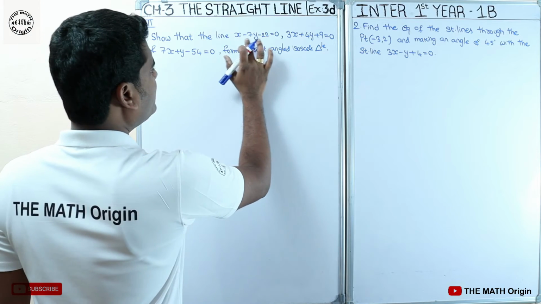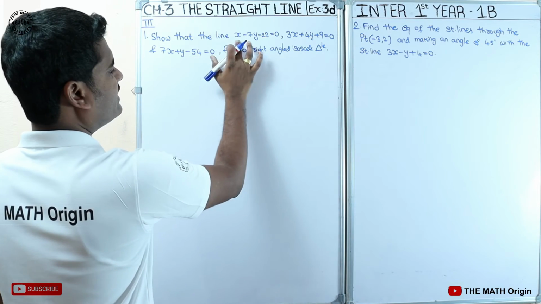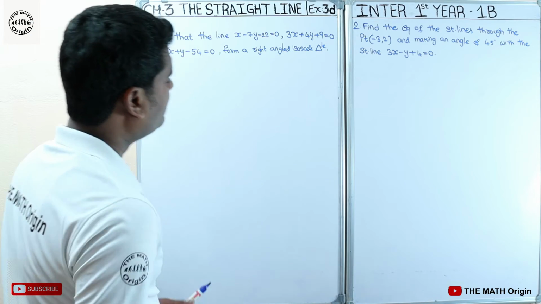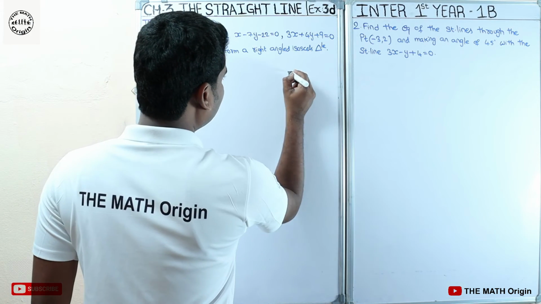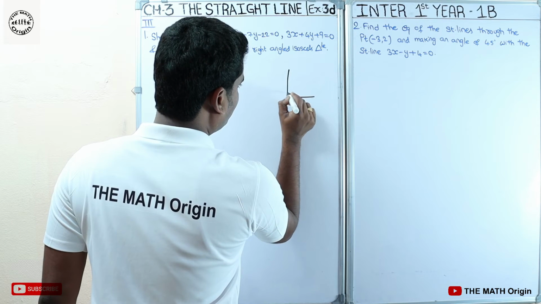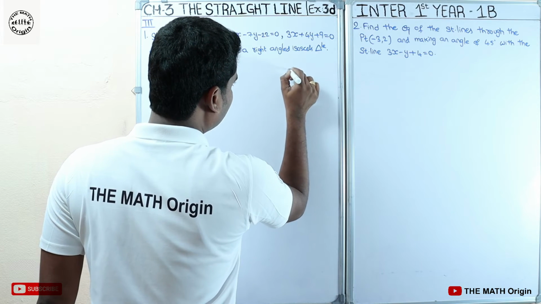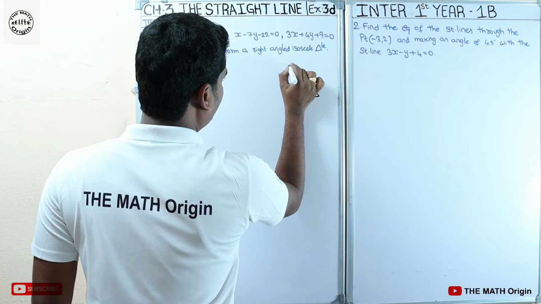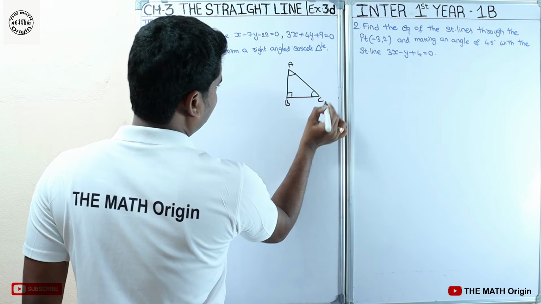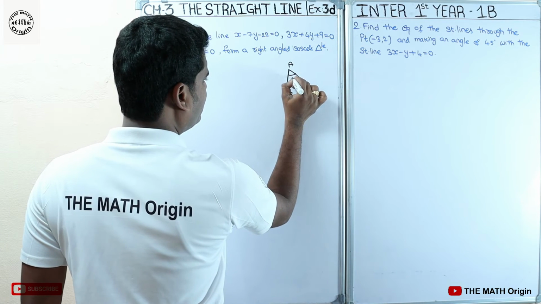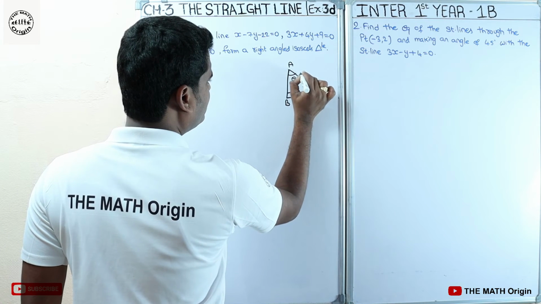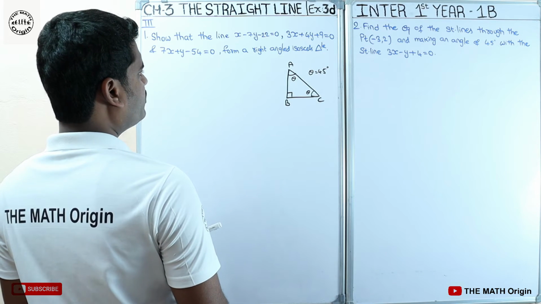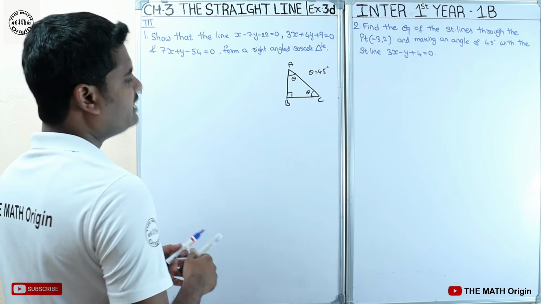First question from the third section. Show that the three lines L1, L2, L3 form a right angle isosceles triangle. Right angle isosceles triangle means one angle is 90 degrees and the other two are equal, in triangle A, B, C. So this will be theta and this will be theta, which is 45 degrees. We need to prove that.